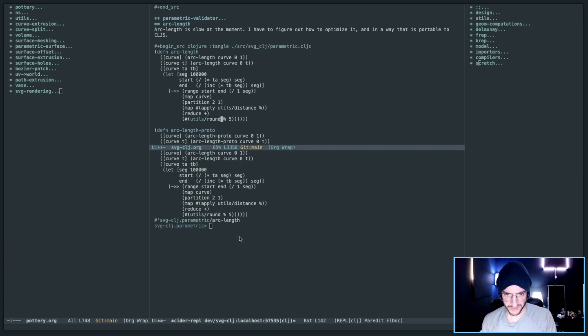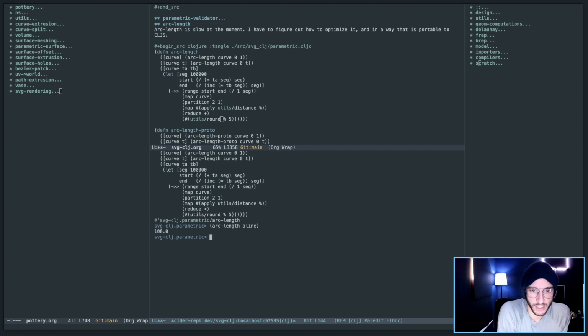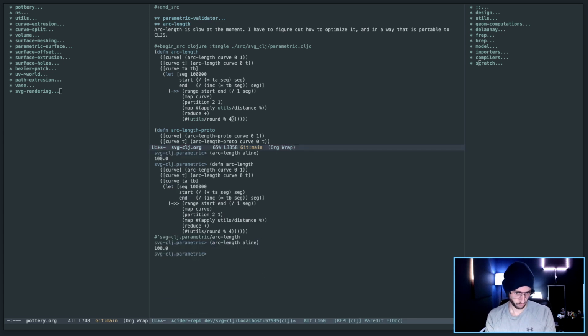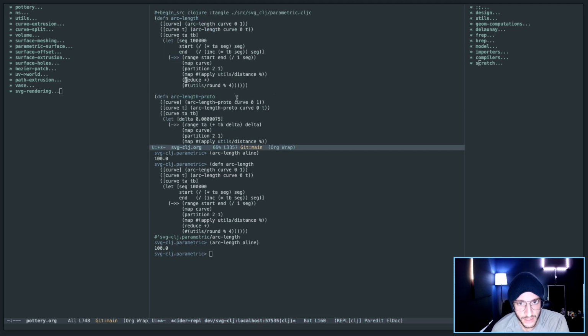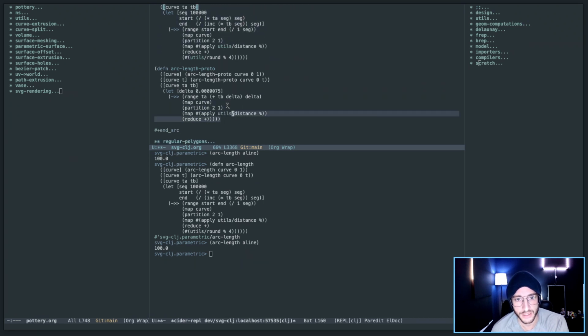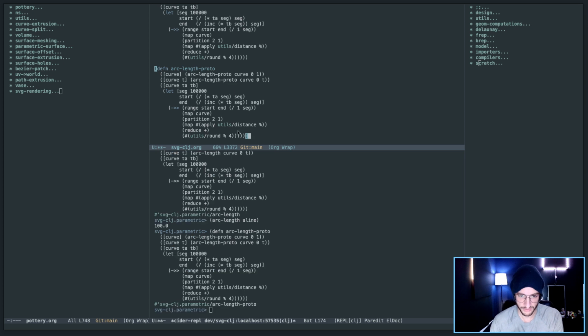There we go. Okay, so the arc length of this line should be exactly 100. Yes. Okay. That's pretty good. Seems good to me, honestly. That's probably not going to be the spot that's slow anyway, so I'm not really concerned with that. Alright, let's do that into here now. So we've got the same thing for arc length proto.